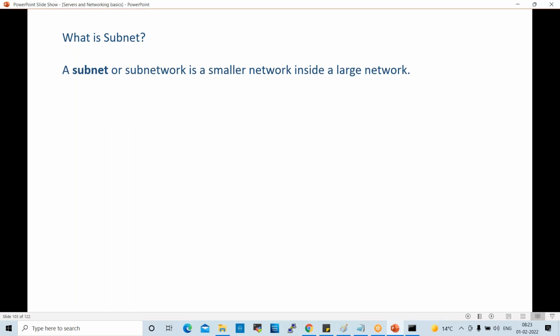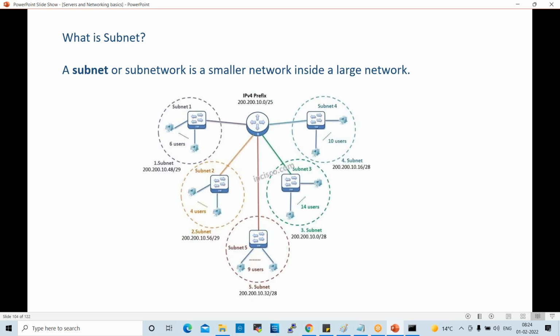A subnet or subnetwork is a smaller network inside a larger network. See here, these are all subnets within the network. Different subnets, we can divide into groups, right? So that what will happen? Traffic will be controlled. We can control the traffic.